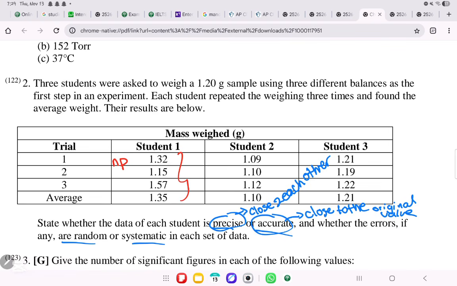Student 1's results are not precise, and if you look at the accuracy, is it closer to the original value? Go back to the original value. The original value is 1.20 grams. So for sure, you have 1.32, 1.15, 1.57. It is inaccurate.